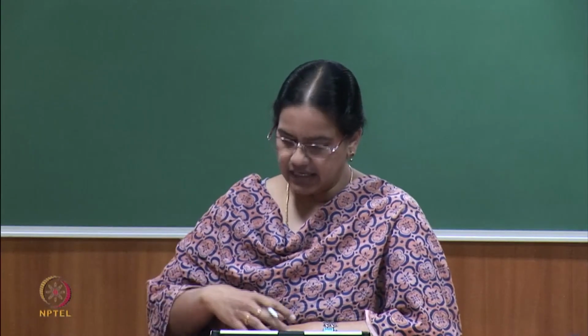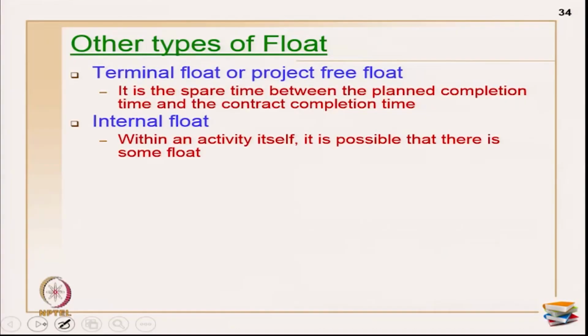Okay. Suppose the contract completion time is something around 40 months. So, what happens? I can easily finish my entire project in 30 months, and the 10 months is primarily a real float which I have on the whole project. This is primarily called the project free float. Okay. Terminal floats are also called the project free floats. The next one is internal float.